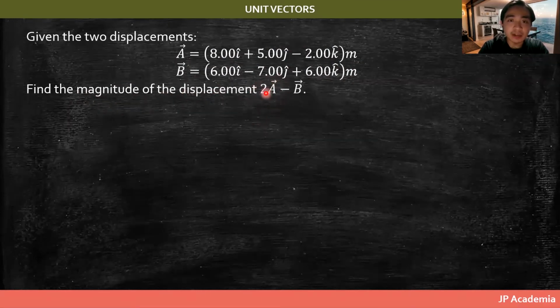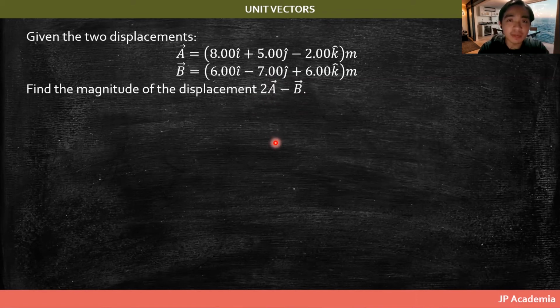So may scalar quantity tayo rito, 2 times the vector A minus vector B. So paano to? Kapag mag-add ka or mag-subtract ka ng vector, ano lang yan? Ina-add mo lang talaga at sinusubtract mo lang yung bawat component. So i hat to i hat, or yung x components, j hat to j hat, or yung y components, then k hat to k hat for the z components. Sa pag-multiply naman ng scalar quantity such as this, may 2 tayo rito, 2 times A. Ganun lang din, multiply mo lang yung components ng vector A mo ng 2. So magiging twice yung magnitude ng bawat components ng vector na yan.